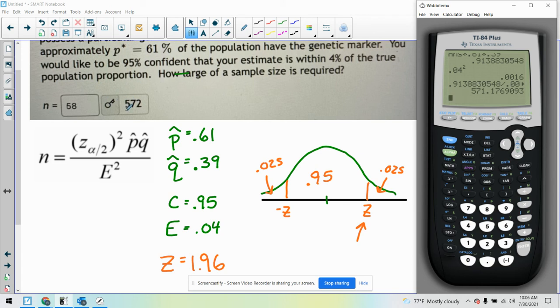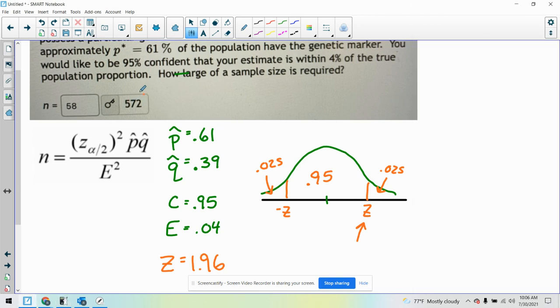Notice this number would normally round down to 571. But since we want to make sure that our sample size is large enough, if I round it down, it might not be large enough anymore. No matter what this decimal is, you always round up. And that's where the computer gets 572.